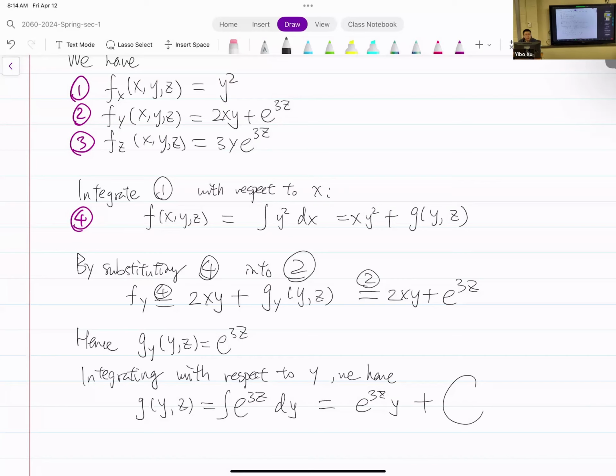But here we need to realize that we have y and z on the left-hand side. We're integrating in y, so we're treating z as a constant. So now this c could include the part about the z variable. So now we just call it another function, h of z. Does it make sense?